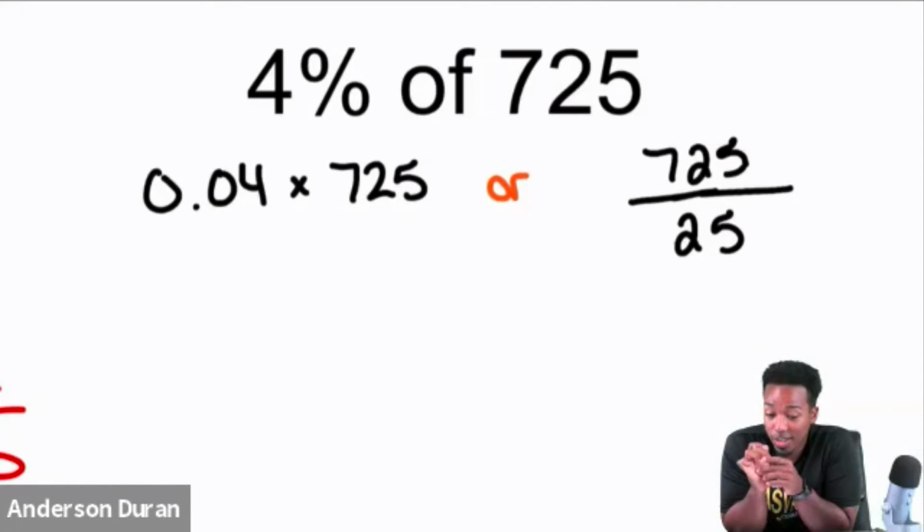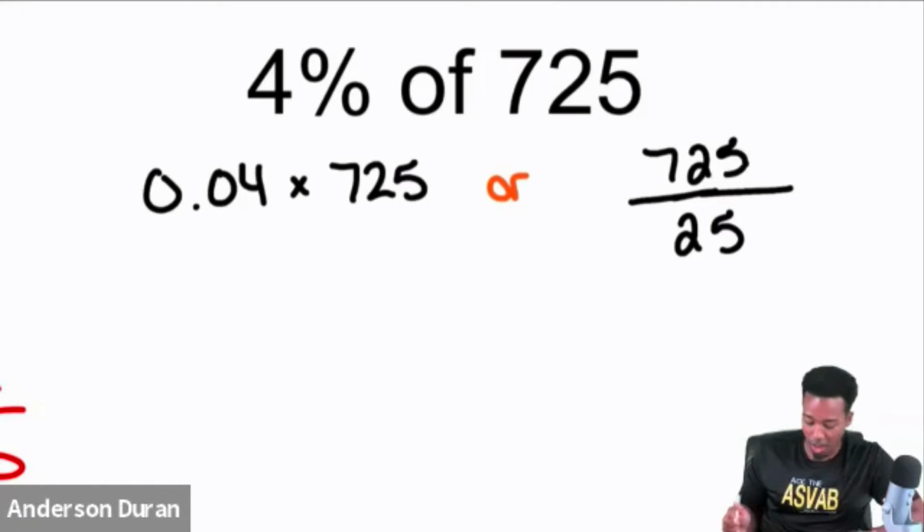Some people say division, some people say multiplying. In my opinion, in this case, I would say multiplying might be a little faster here. But again, to each their own. Let's go ahead and figure this out here.